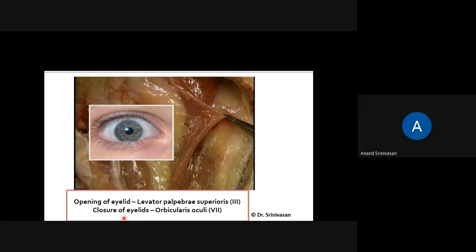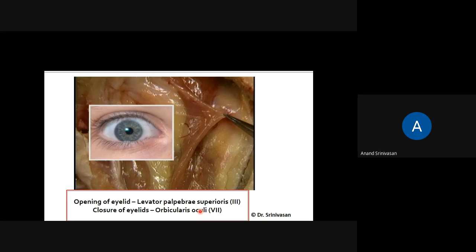Now, closure of the eyelids. When you want to go to sleep, how do you close the eye? So the eyelids close. And what is the muscle which helps in closing of the eyelids? It is orbicularis oculi. So this is a muscle which helps in closing the eyelids.